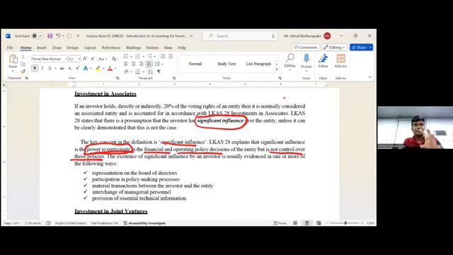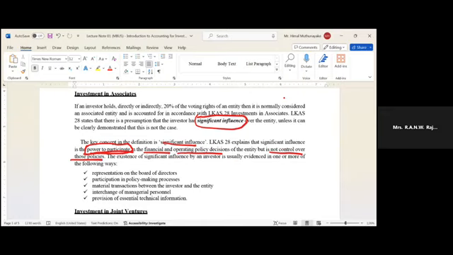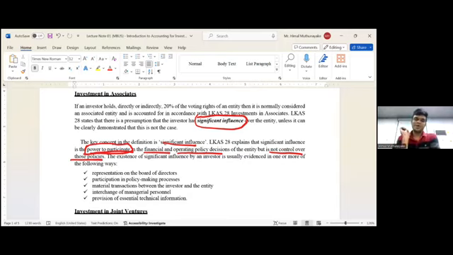Power to participate in financial and operating policy decisions. Remember, if it is an associate, you only have the power to participate in the financial and operating policy decisions. You don't have the power to control those policies. So at the undergraduate level, what I say to my students is, when it comes to the associate, it's kind of a love affair.